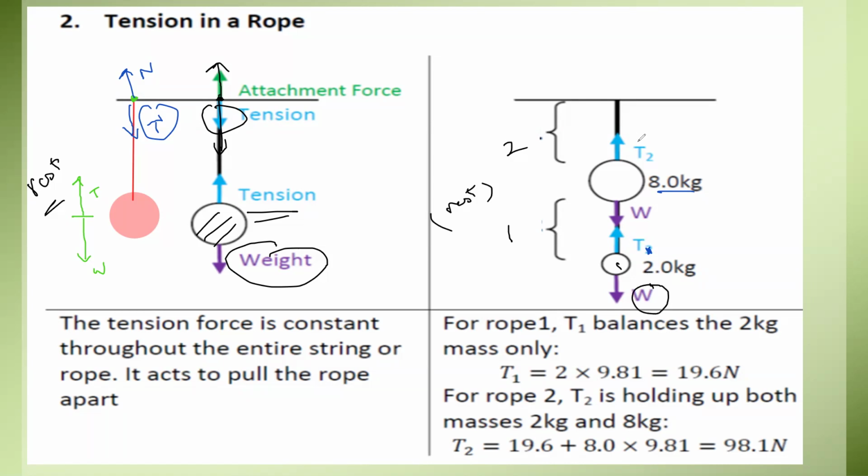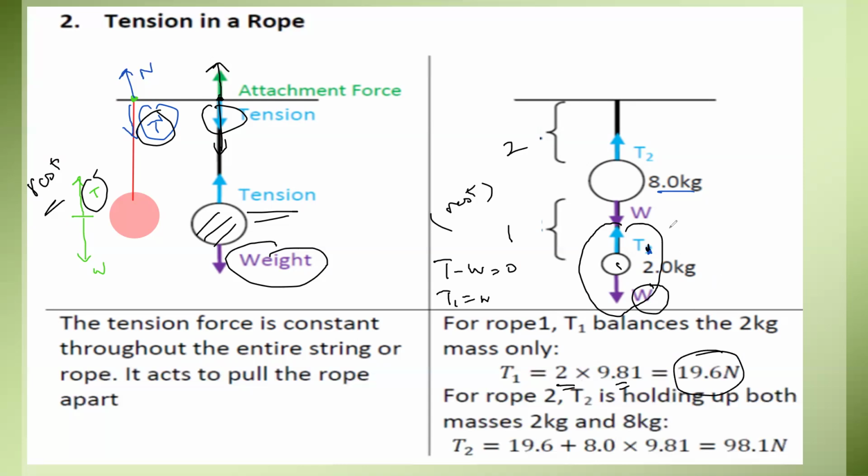Here, why do we write T1 and T2, and there we wrote only T? Because only one string was there. If the object is attached to only one string, the magnitude of tension here will be the same as the magnitude of tension there. But in this case, why did we write T1 and T2? Because the two tensions will not be the same. If you take the first object, its weight is acting downward and tension T1 is acting upward. So T1 minus W equals 0, or T1 equals W, and W equals mg, mass multiplied by gravity. So we got 19.6 newtons.